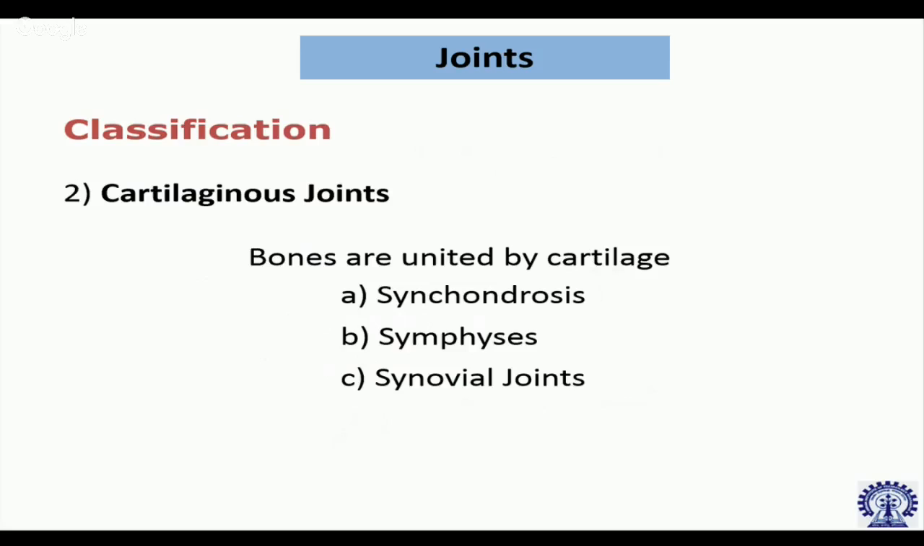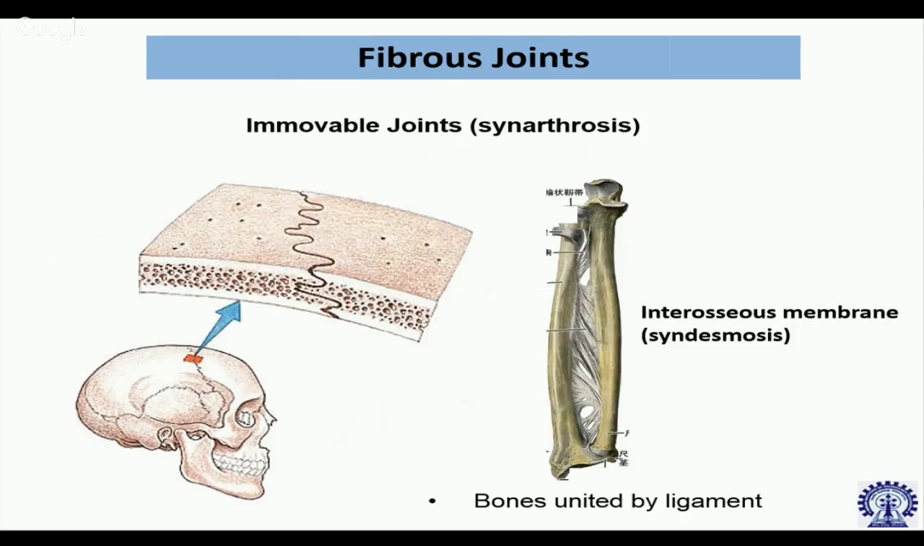If I look into the other classification, the cartilaginous joints, these are joints where the bones are united by cartilage. Within the cartilaginous joints, we have synchondrosis, symphysis, and the synovial joints. The synovial joints we will discuss more. But just let me show you some pictures of the fibrous joints. So we have the suture, and you can see how it acts. These are immovable joints.